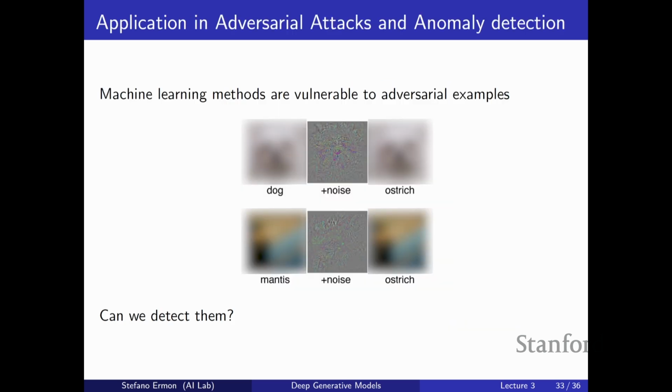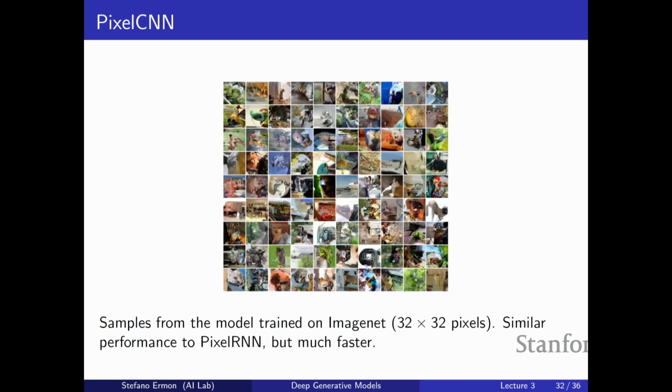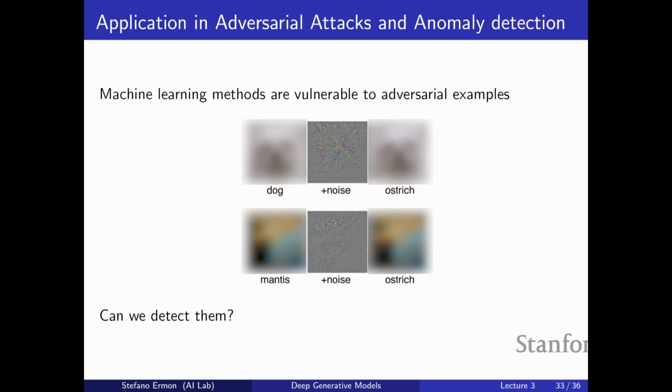And these models tend to actually not only generate reasonable samples, but they seem to get a pretty good understanding of what is the structure of the images that they see at training time. And one indication that is indeed the case is that you can use them to do anomaly detection.